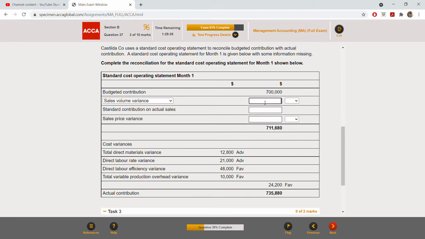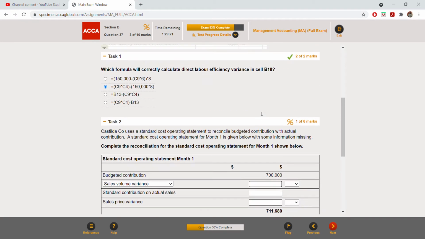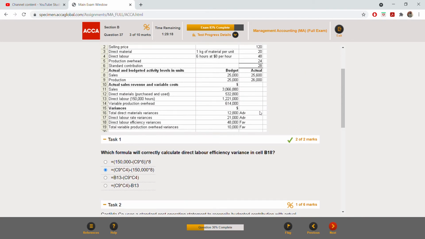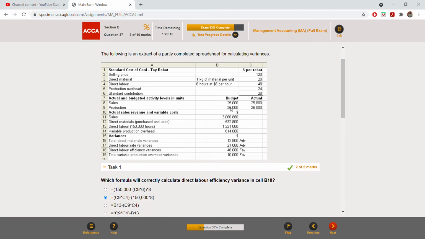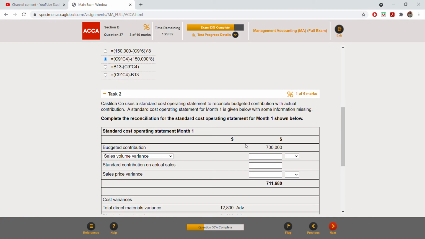So the sales volume variance, how do you get it? You have to know the formula, by the way. The formula is budgeted sales minus actual sales into standard contribution. What is the budgeted sales? Budgeted sales is 25,000 here, and the actual sales is 25,600. So the difference into the standard contribution, what is the standard contribution? It is 28 given here, which will be 16,800.